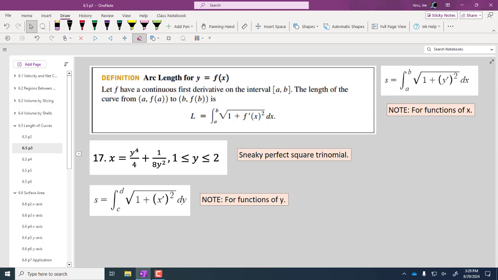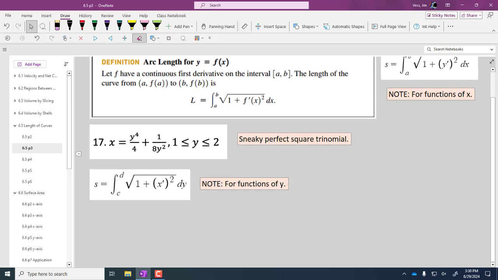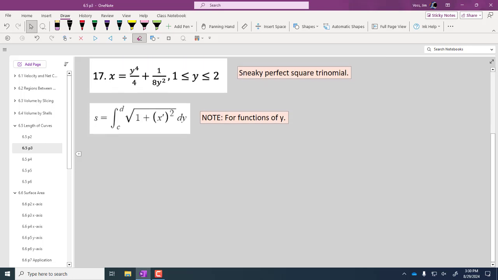So all we do is change the dx to a dy. And instead of a y prime, we do an x prime. So same pattern, just that we change the role of x and y. So we're sitting right there. So here's how we're going to know that it's a sneaky perfect square trinomial. We're going to take the derivative. We need x prime.